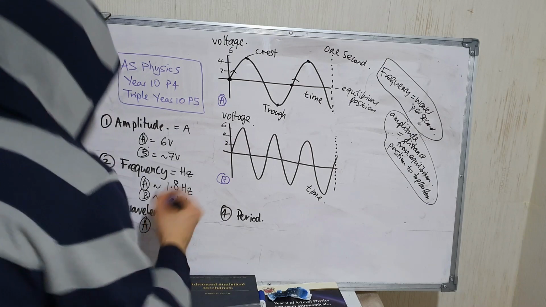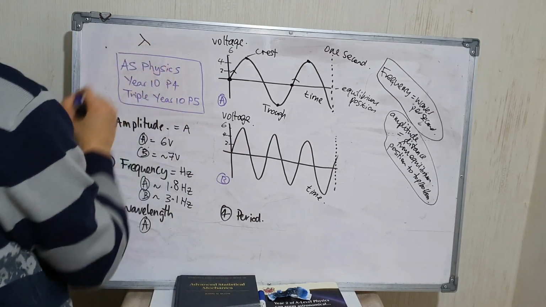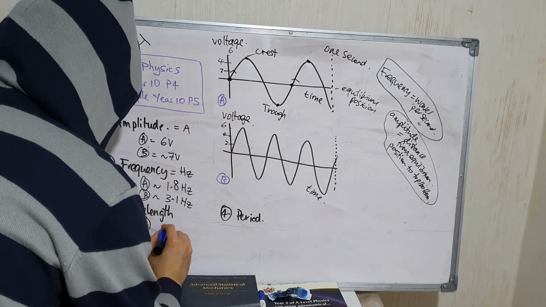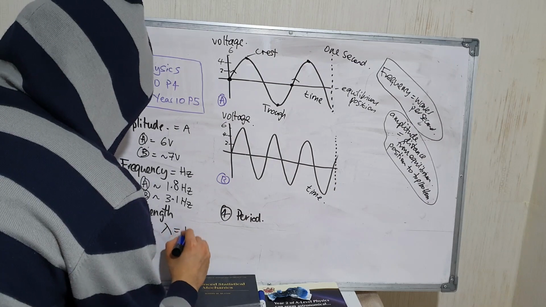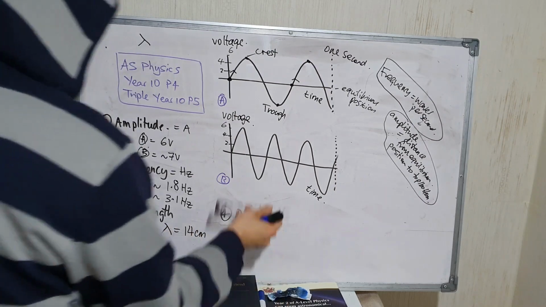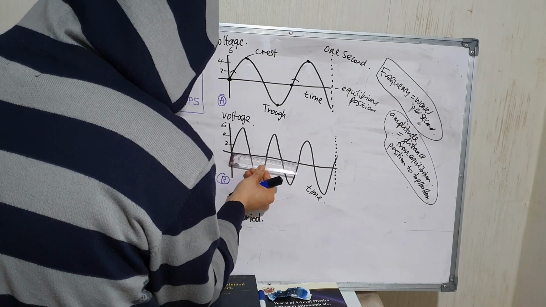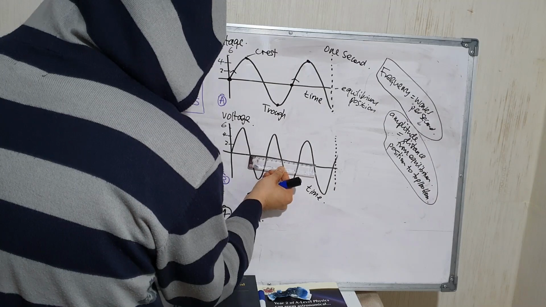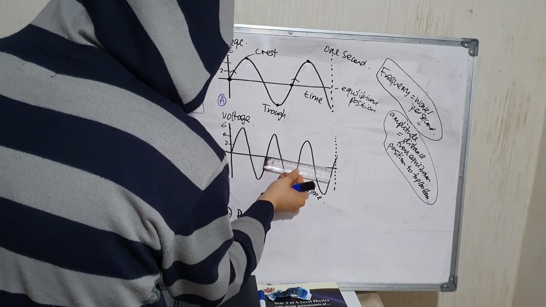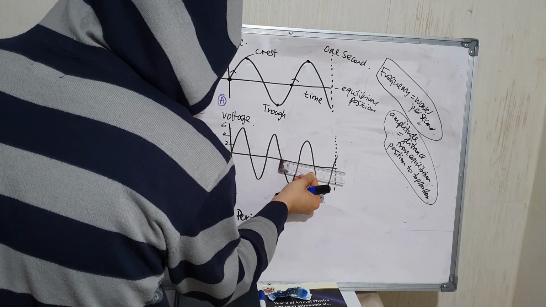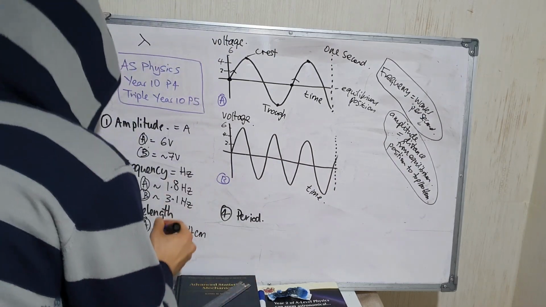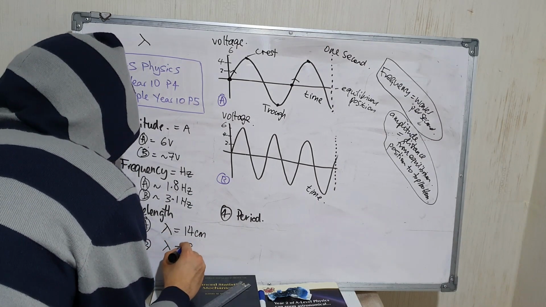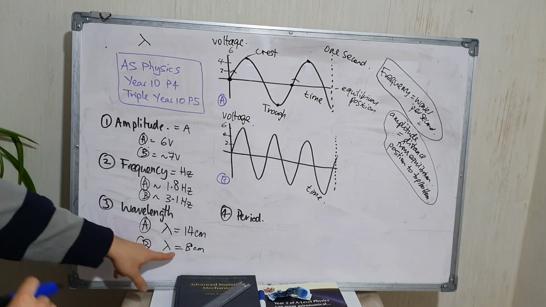The symbol for wavelength is, okay, so yes, the wavelength is that symbol there. Wavelength is 14 centimeters. Let's try this one. The wavelength is from there to there. So let's just say 8 centimeters. Right, this one's not very good. Well, let's just say it's 8 centimeters for now. For B, the wavelength is 8 centimeters.